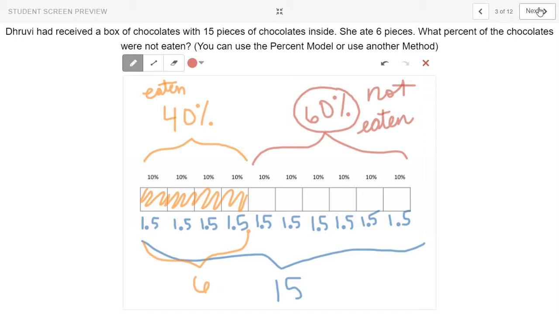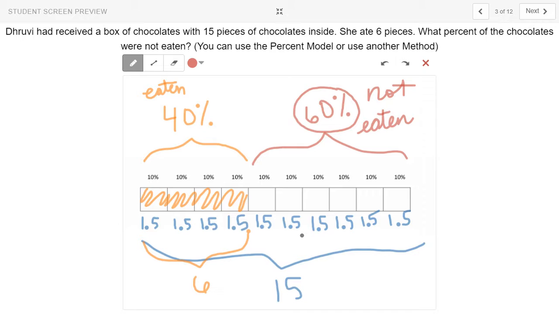Druvy had received a box of chocolates with 15 pieces of chocolates inside. She ate 6 pieces. What percent of the chocolates were not eaten? Use the percent model or use another method. So if the whole thing's out of 15, that means each 10% is 1.5. Now I need to figure out how many 1.5s will make 6. And I notice 1.5 plus 1.5 makes 3. So that would mean 1.5 times 4 makes 6.